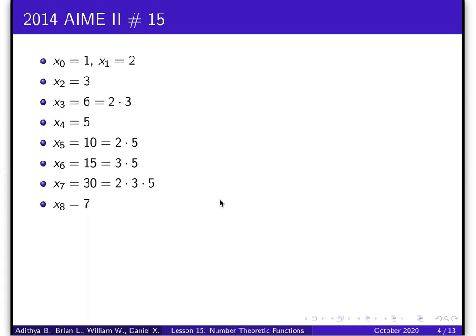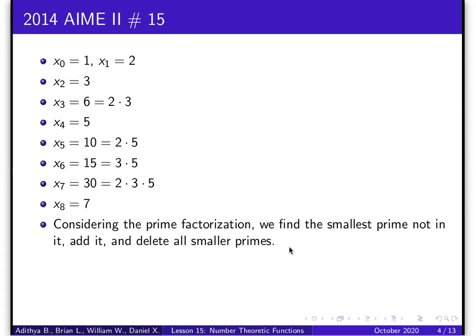So just a summary of what we did. We're going to want to find the smallest prime that doesn't appear in the prime factorization here. Then we're going to include it in the prime factorization, and then delete all smaller primes from it. That's basically what the sequence wants us to do.